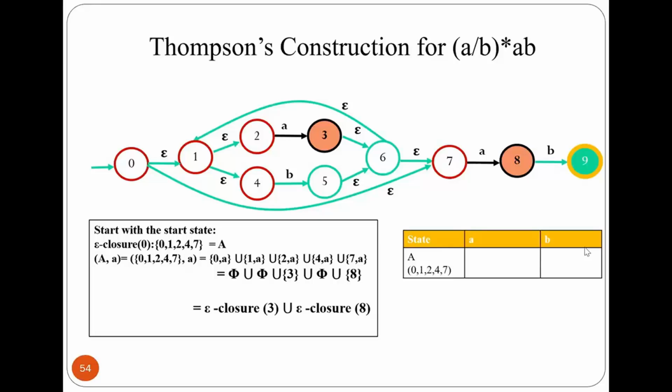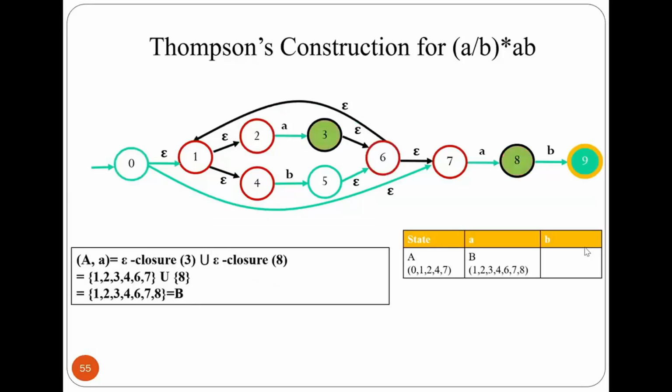I have marked it with a different color. Then next is 4 comma a. Nothing. 4 is moving on b. Then I move to 7 comma a, which is 8. So I have marked 3 and 8 in this case because corresponding to capital A, I am getting 2 moves. One is 3, another is 8. Now I will take E closure of 3 and E closure of 8. Earlier I took E closure of 0.